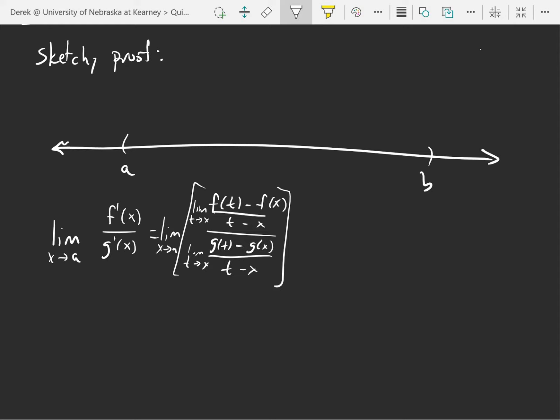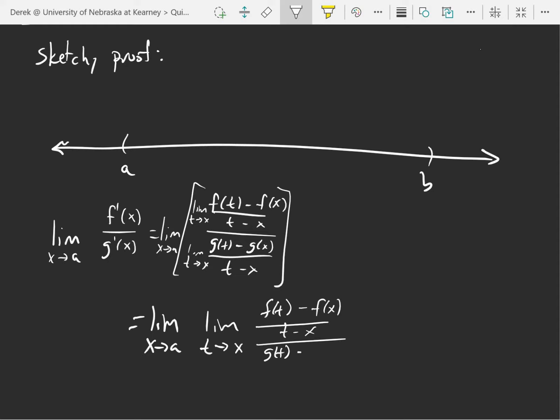Since these limits are the same, I'm going to use the quotient rule. I'm going to put them into the same thing. So this is the limit as x goes to a, limit as t goes to x of, and when I do that I can flip and multiply and cancel out that t minus x. So I get f of t minus f of x over t minus x, over g of t minus g of x over t minus x. Okay.